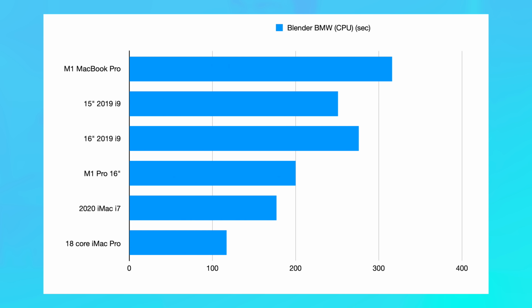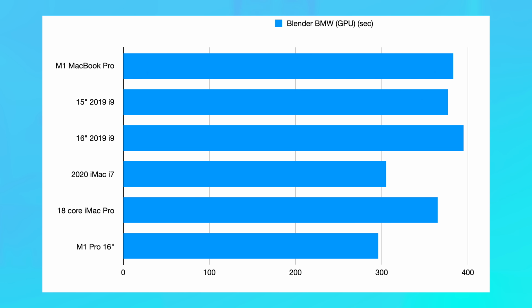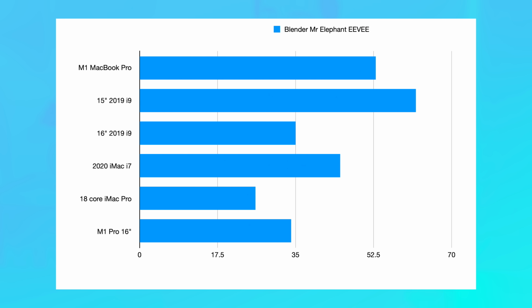So, in the Blender BMW render, we got a score of 200 seconds, which was significantly lower than all of the other laptops I tested, and again, got really close to the 2020 iMac. And then, really interestingly, when I ran the BMW render using the GPU, it beat everything, including my 18-core iMac Pro. So that was really, really impressive. And then finally, I ran the Mr. Elephant EV test, which gave us a score of 34 seconds, which beat everything except for my iMac Pro. And that is really crazy.